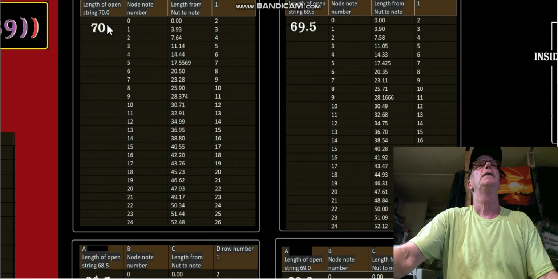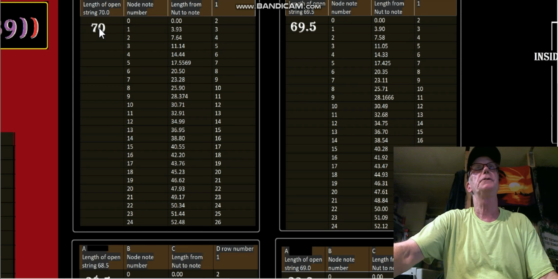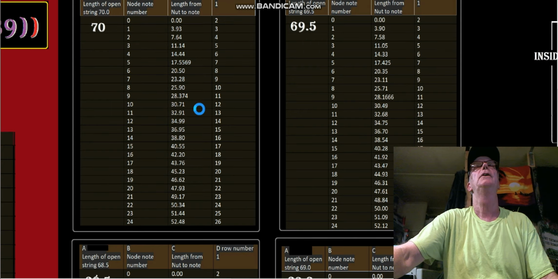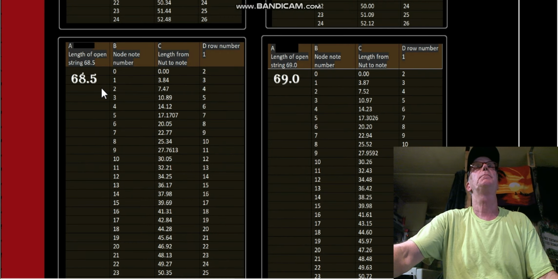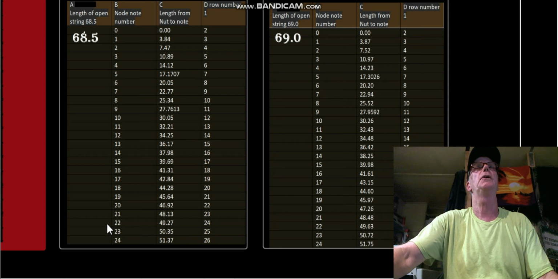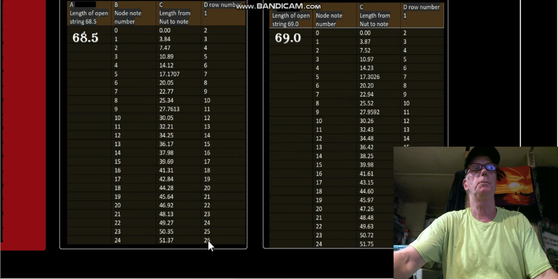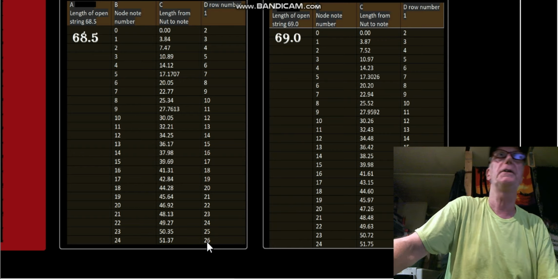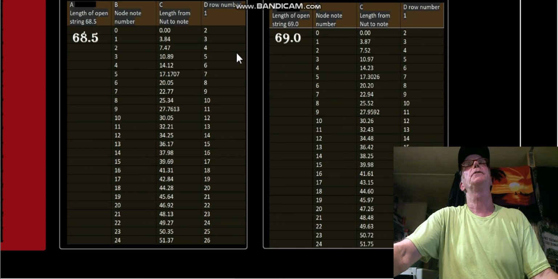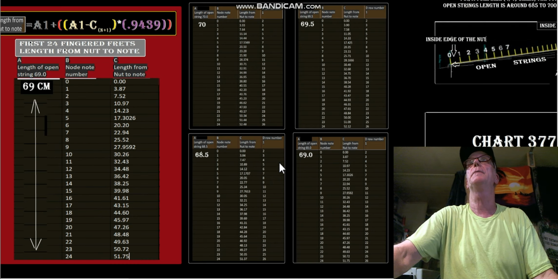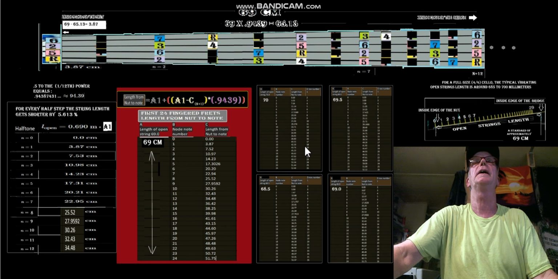Look at this. For the 70 centimeter cello, the 24th note is 52.48. For the 68.5 centimeter cello, the 24th note is 51.37. It says 25, but it's really the 24th note because the open string is different, it's the note itself without a distance. So you can see it's less, so it's proportional, and I'm all set when I get my cello. So that's what's going on there.